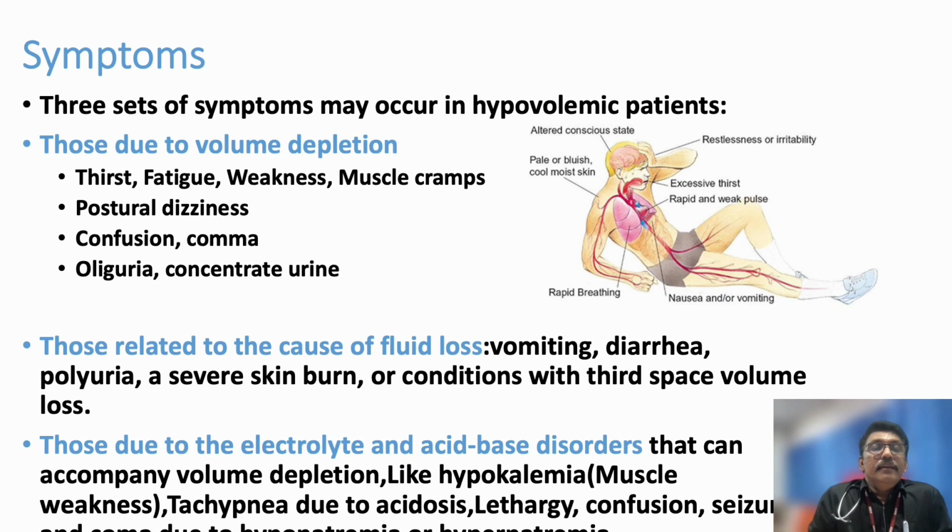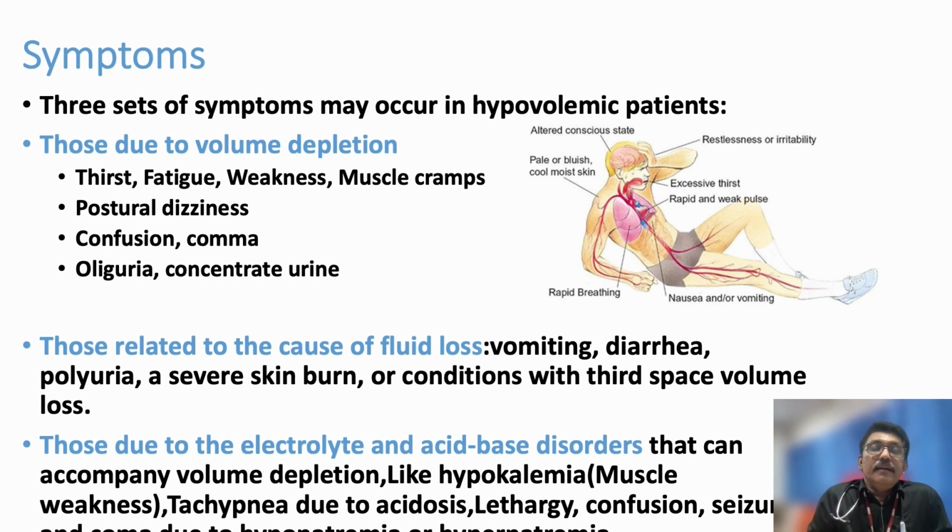Now you can see here the symptoms of hypovolemia. One group is due to volume depletion itself: thirst, fatigue, weakness, muscle cramps, postural hypotension, confusion, coma, oliguria, and concentrated urine. All are due to reduced volume in our body. The second group is related to the cause of the illness, whether it is diarrhea, vomiting, burns, or infections. Those symptoms will also be there.